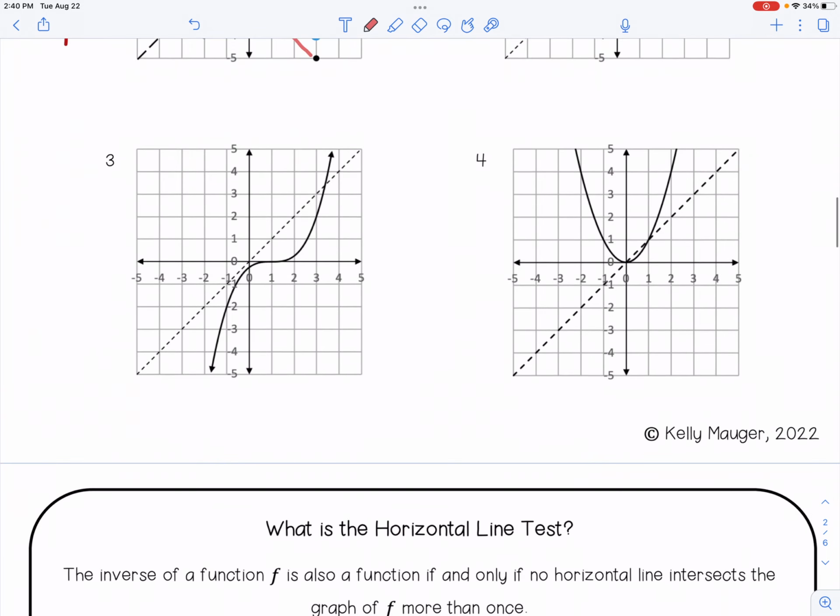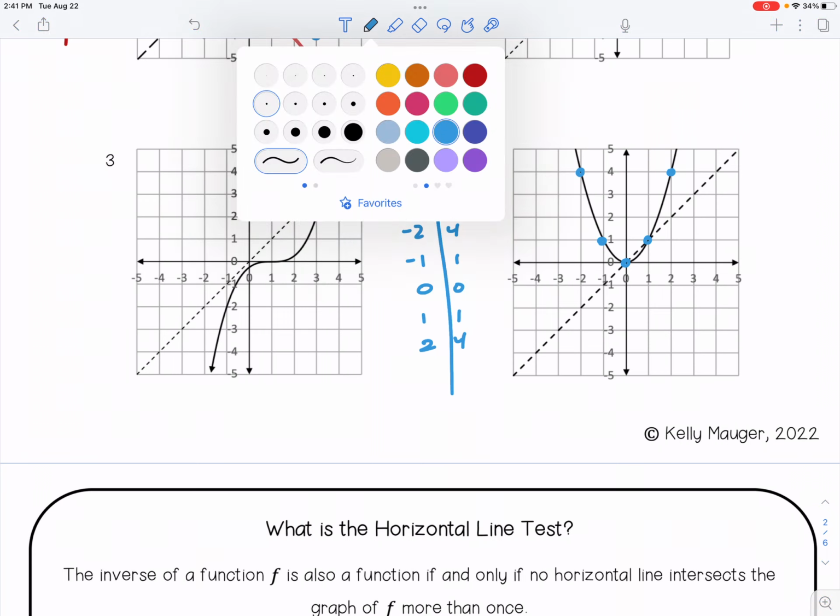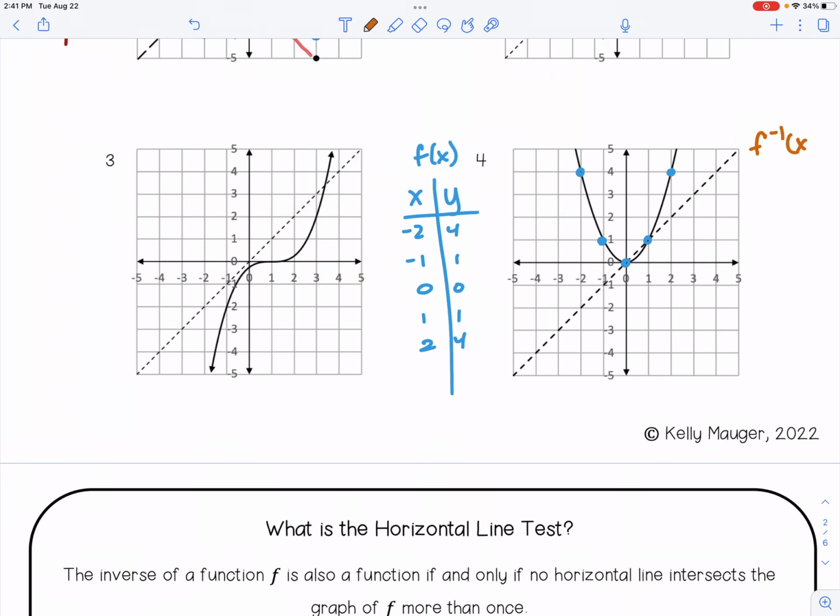You can do the same thing with continuous data. So just like before, I'm going to pick some points on this quadratic. I'm going to pick (-2, 4), (-1, 1), (0, 0), (1, 1), and (2, 4). So for its inverse, again, we're just going to switch the x's and y's. So this becomes (4, -2), (1, -1), (0, 0), (1, 1), and (4, 2).